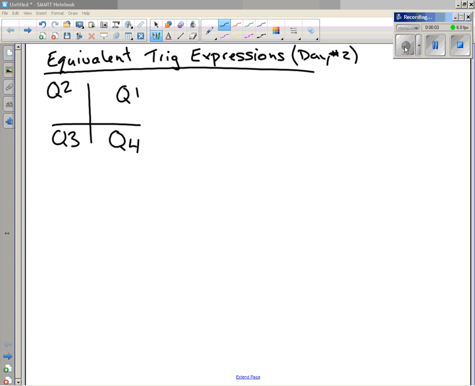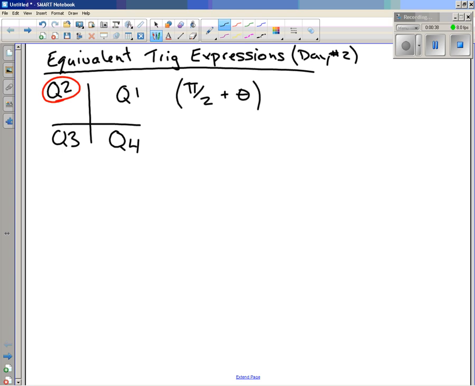Okay, so we're going to do day 2 of equivalent trig expressions. Yesterday we looked at finding different ways to represent angles that are within the first quadrant. Today we're going to look at relating angles that are in our second quadrant, quadrant 2, and relating them back to an angle that's in the first quadrant. And how we're going to do that is we're going to look at taking an angle, and it'll be pi by 2 plus theta.